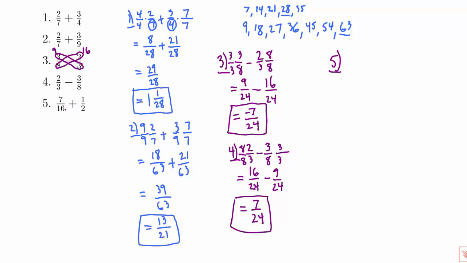Okay, let's look at number 5. We have 7/16 plus 1/2. 7/16 plus 1/2. Notice that 16 and 2, well, 16 is already a multiple of 2, which means that 16 is actually the common denominator here. Often that's going to happen. So what we're going to do is ask ourselves 2 times what gives us 16, and that's 8. So I need to multiply both the numerator and denominator by 8.